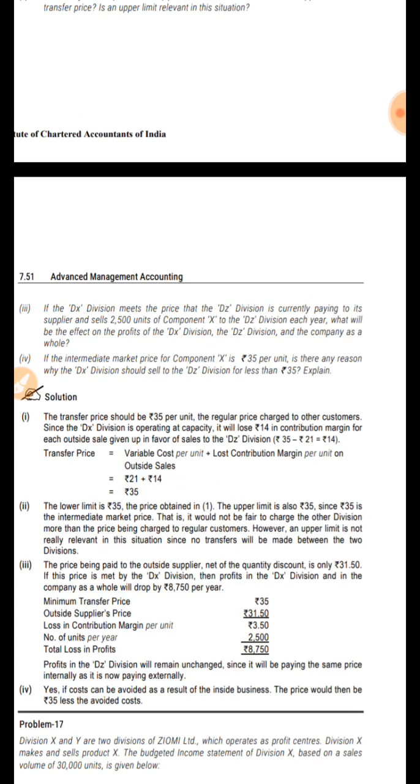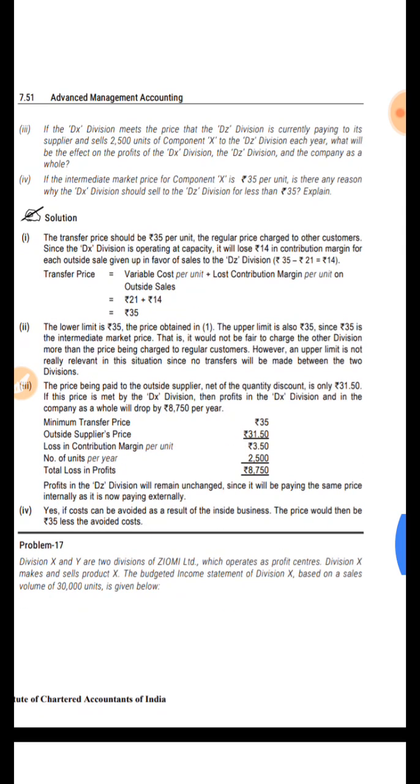Now fourth question, if the intermediate market price for component X is rupees 35 per unit, is there any reason why the DX division should sell to the DZ division for less than rupees 35? Yes, there can be a reason, because whenever there is an internal transfer, there are many costs which a division can avoid, like advertisement cost and transportation cost. So the answer is yes: if costs can be avoided as a result of the inside business, the price would then be rupees 35 less the avoided cost. That's all.